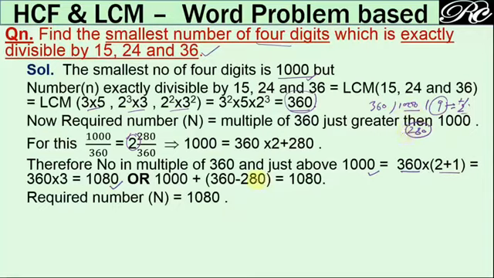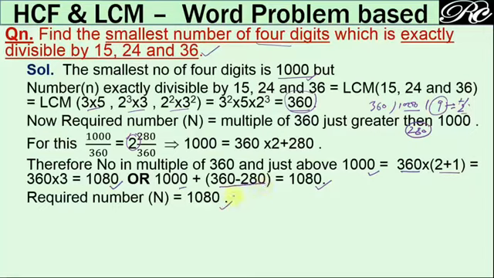But we have to reach a number just above 1000. For that, we have to add the difference of this divisor and remainder to the dividend. So it becomes 1000 plus 360 minus 280, it is 1080. Therefore, the required number is 1080.